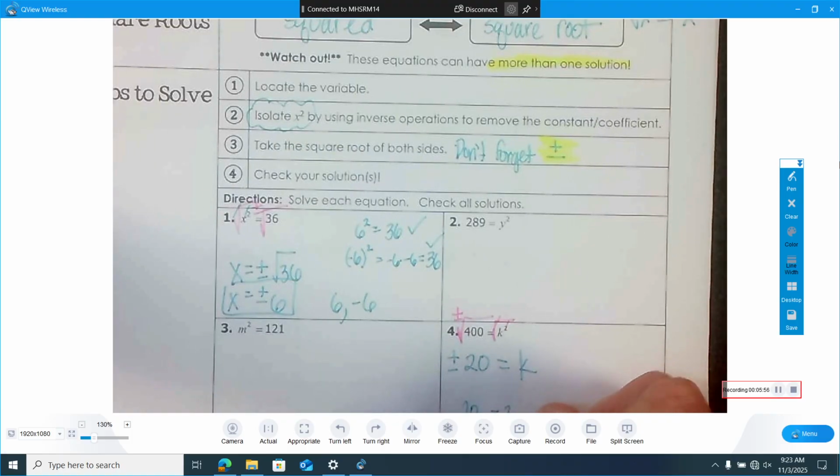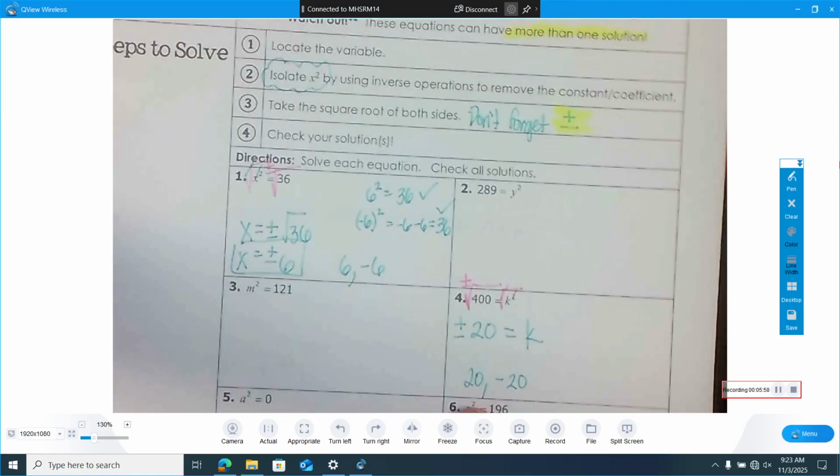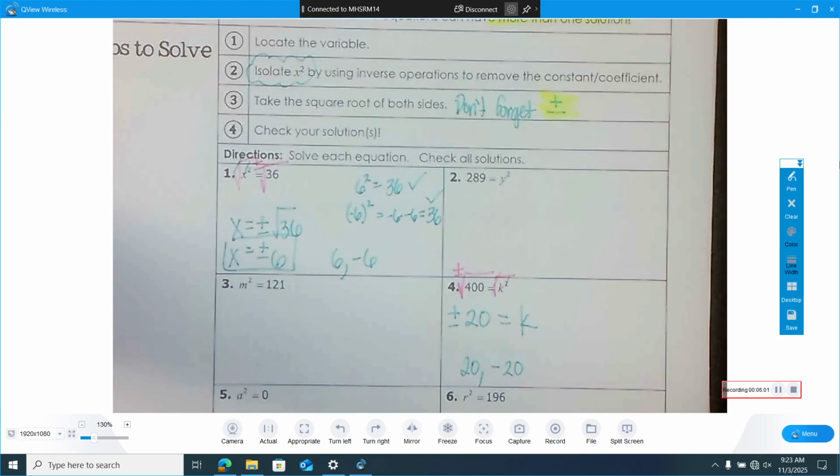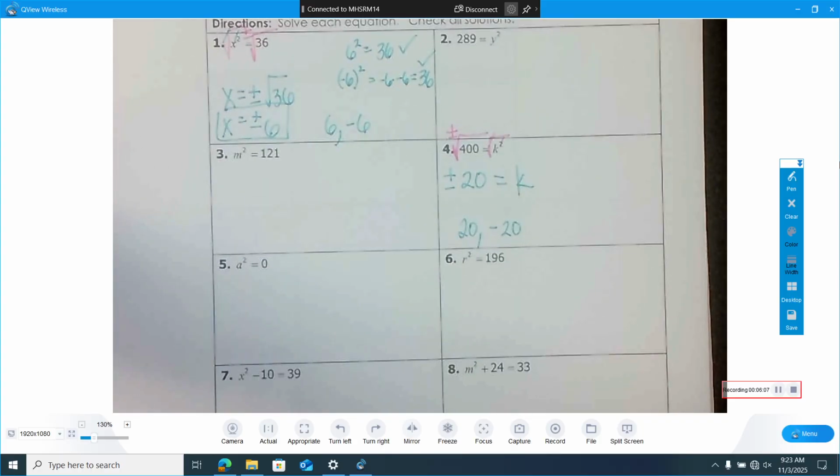Positive 20 and negative 20. All right, those are pretty easy. Let's do some harder ones.